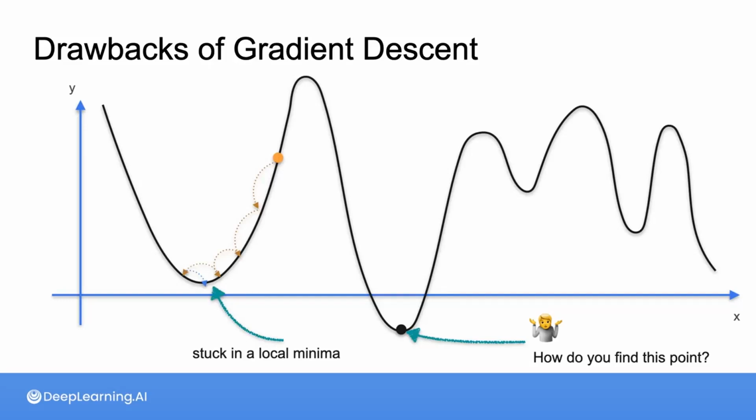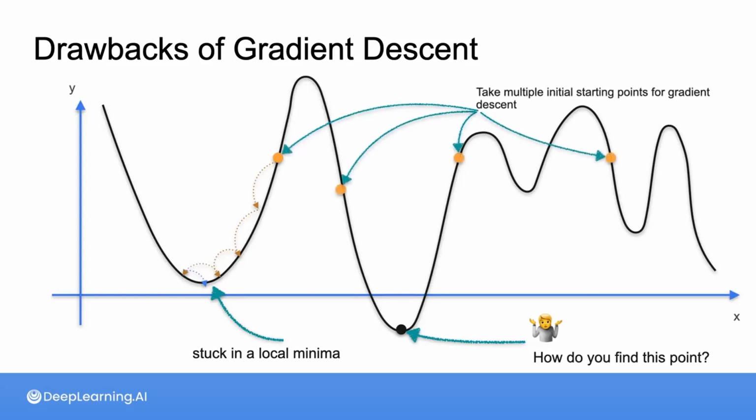So how do you overcome this problem? Well, there's actually no secure way to overcome it, but a way to get pretty good results is to run the gradient descent algorithm many times with many different starting points. And once you run it with these, well, chances are one of them will get you to the minimum, or at least to a pretty good point.